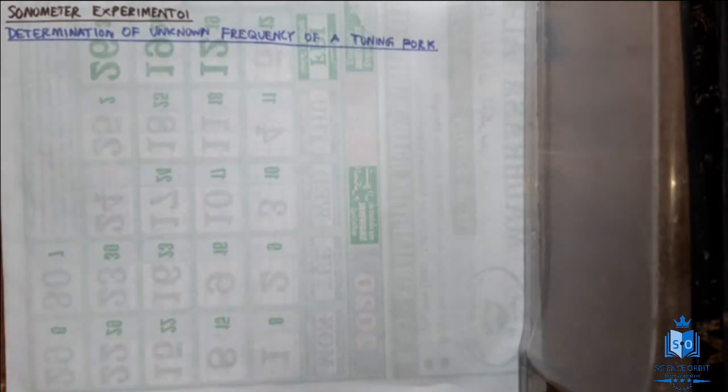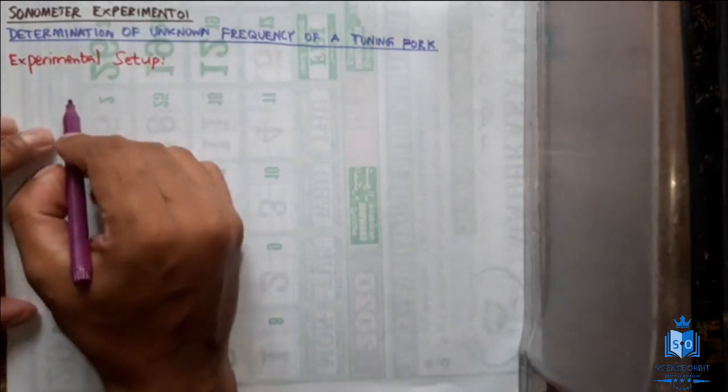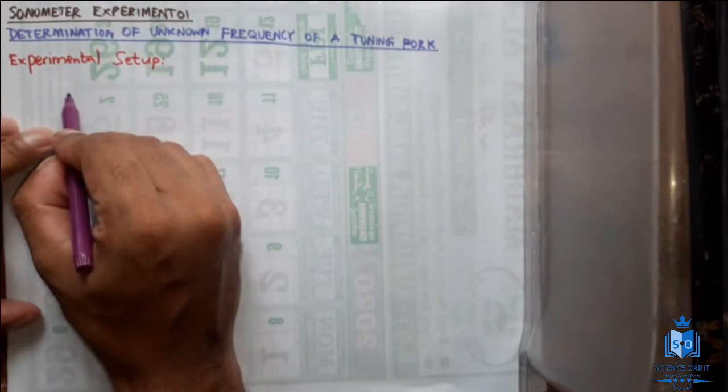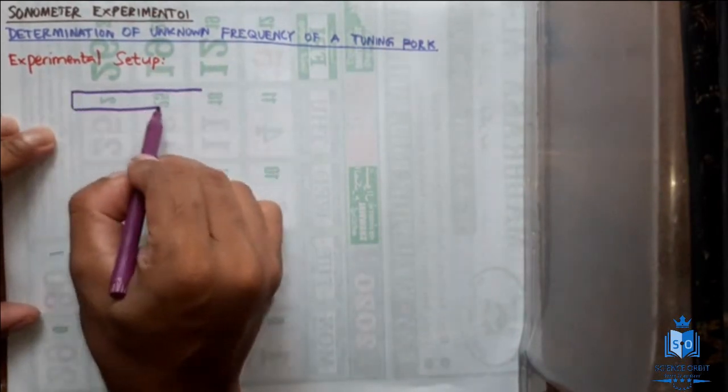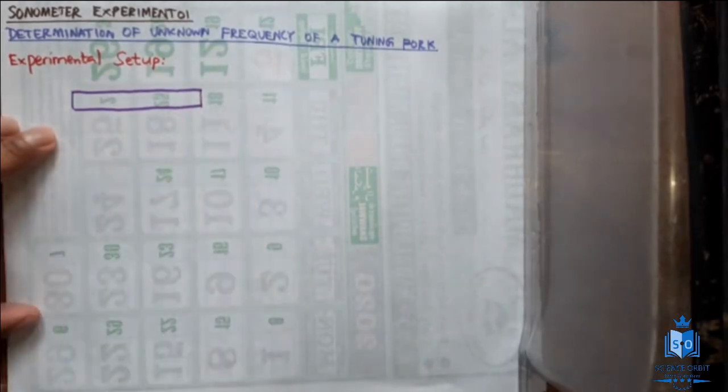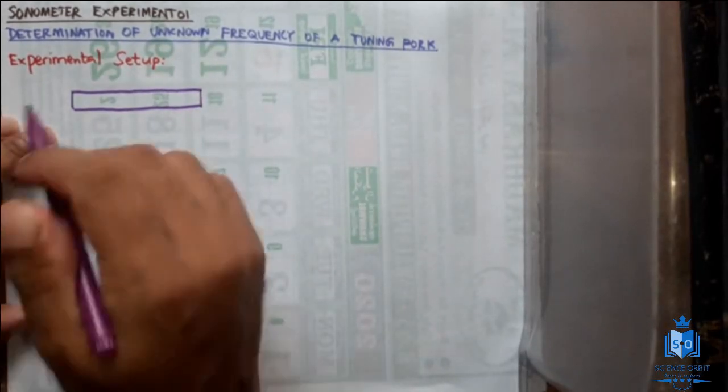Let's discuss just like we do normally. The experimental setup actually looks like this. First of all, I will draw the sonometer box. So this is the sonometer box. We'll have a box like this, and in the sonometer box, we have already discussed this.